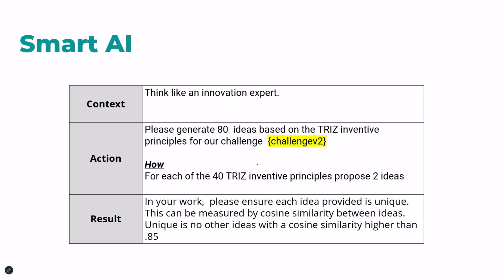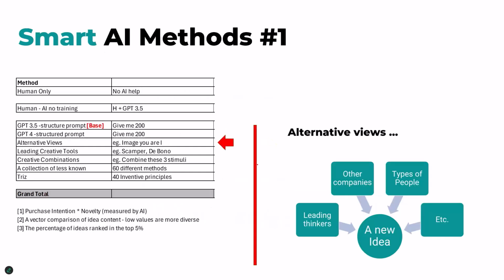So, for example, if any of you want to generate ideas to solve an innovation challenge, this prompt actually works really, really well. It's the winner out of 140 prompts. So think like an innovation expert. Please generate 80 ideas for our challenge based on the TRIZ inventive principles. And I don't see your screen, so I was going to say how many people know something about TRIZ. But TRIZ is a really cool way of generating ideas. And for each of these, give us 2 ideas. That's not that hard, but what you need to know is that there's something called TRIZ, and you need to be able to put together the prompt.